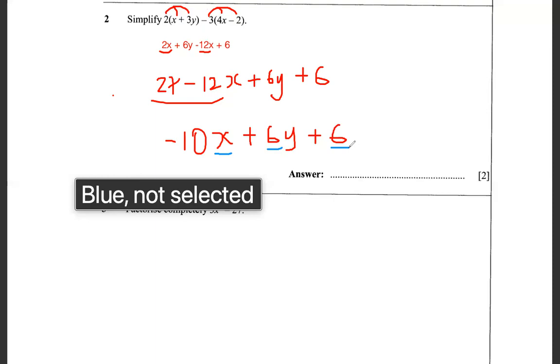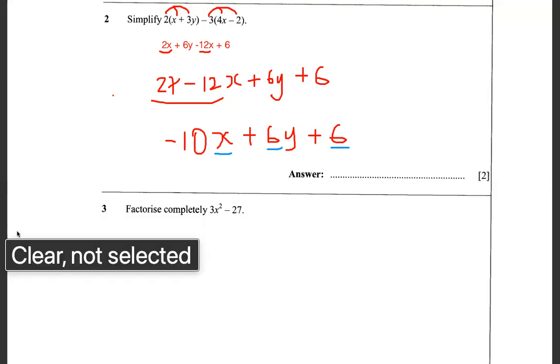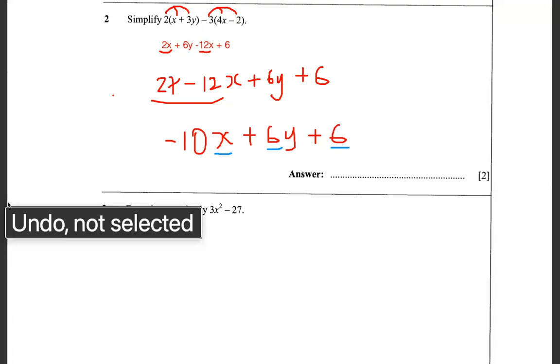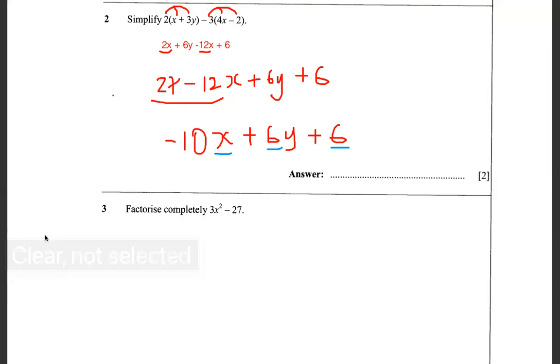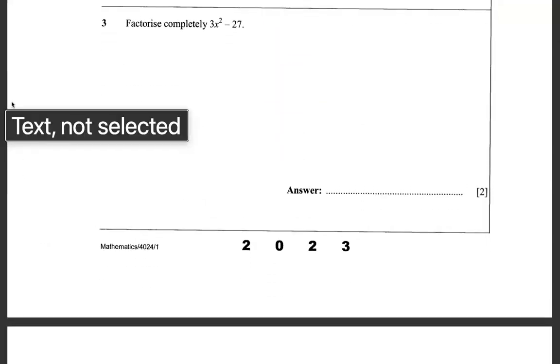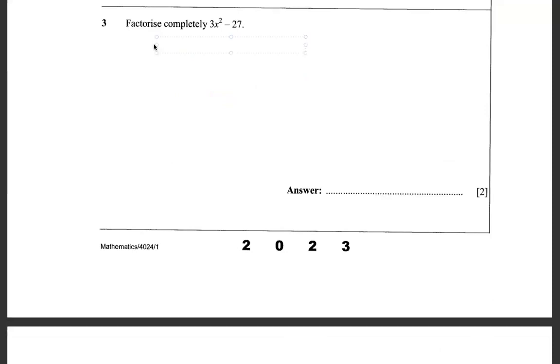Okay, we'll move on to question number 3. If you're not clear, please raise your concern so that we address it here. We are told to factorize the question. There are three methods of factorization.